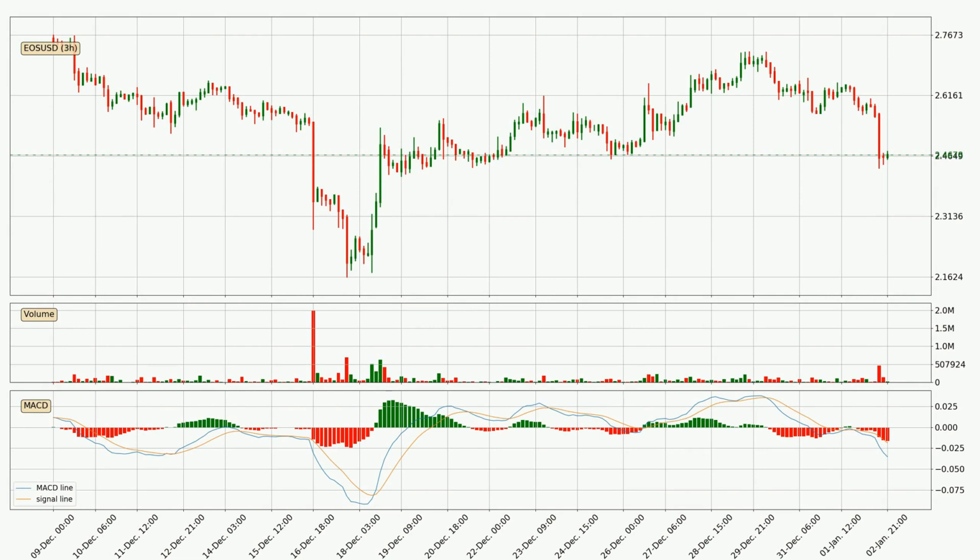Moving to the 3-hourly MACD, the trend is currently going down because the MACD line is below the signal line. The MACD histogram shows that the momentum is currently strong, and it could be expected the price to go further to the downside.